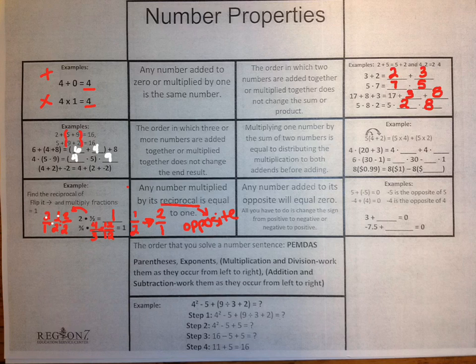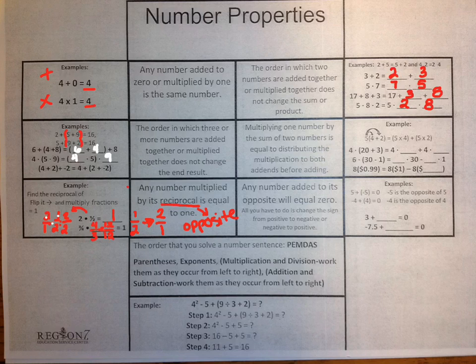All right, let's go down one. To me, this one is one of the most common that you will use more often in higher level math for sure. Multiplying one number by the sum of two numbers is equal to distributing the multiplication to both add-ins before adding. So typically, if you were to see 5 times (4 plus 2), you would say 4 plus 2, right? Okay, that would be 6. Then you would do 5 times 6.